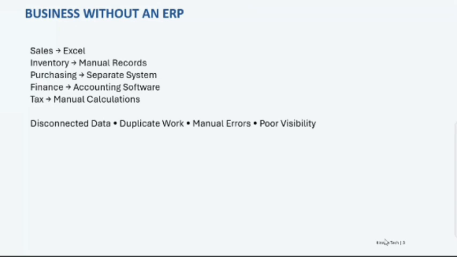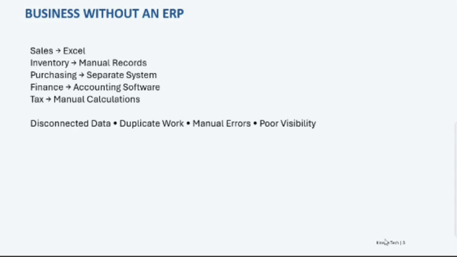To move from there, in order to understand what an ERP means, because a lot of people usually confuse an ERP and accounting software, you need to understand two business scenarios. You need to understand the business without an ERP, so that you can have a clear picture of what a business usually looks like when it has an ERP system.